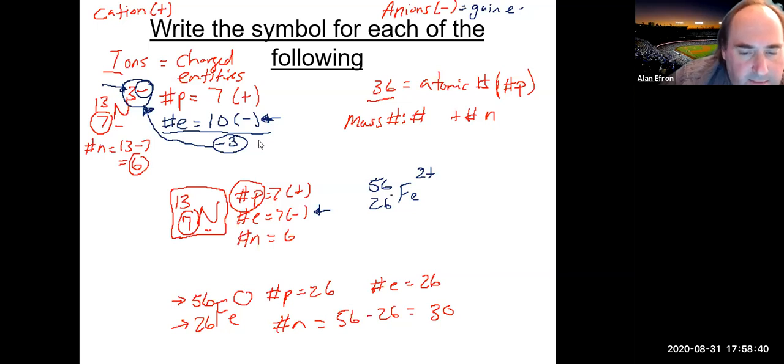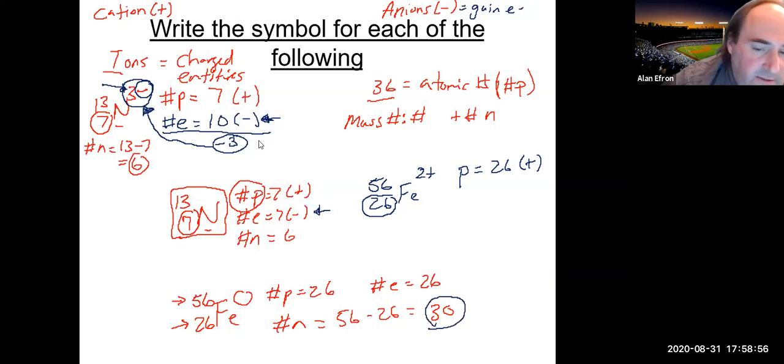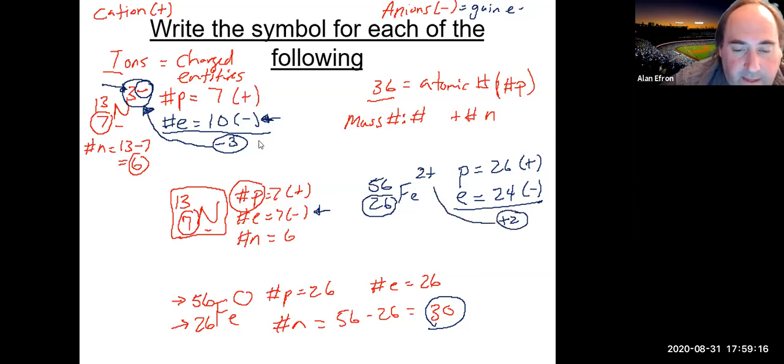Same thing here, our atomic number is going to be the same because it is 26 and it is iron, which means this guy here has, in terms of protons, 26 protons. In terms of neutrons in this case, 56 minus 26 will still give us 30 in terms of our neutrons. And the same deal here is electrons are actually going to be what is different. In this particular case, he needs 24 electrons. 24 negatives plus 26 positives leaves you a plus 2 left over, and it has a plus 2 charge.